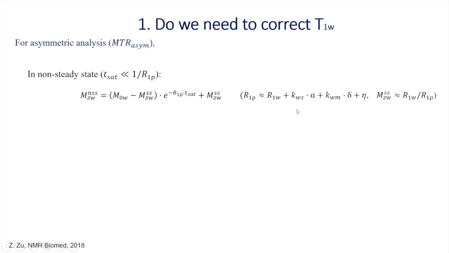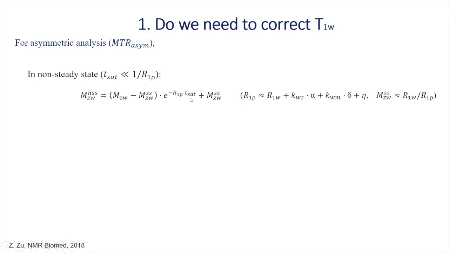I will not explain the spin lock theory here since that's complex, but we can derive this equation from the spin lock theory. And also, the steady state MZ can be obtained from the spin lock theory and is equal to the ratio of R1W and R1rho.